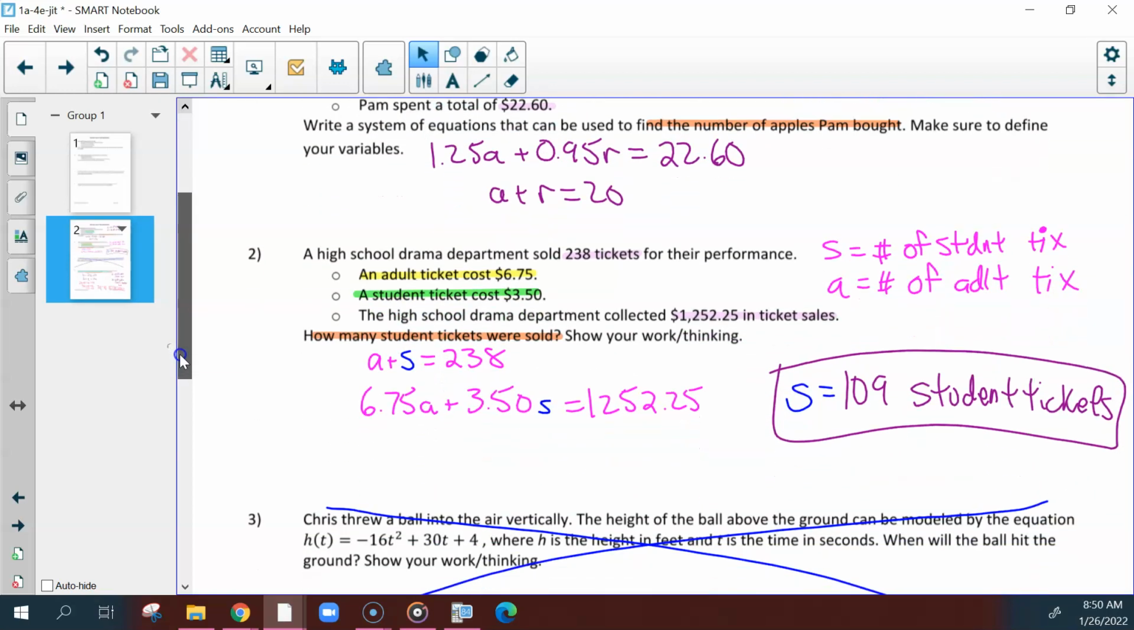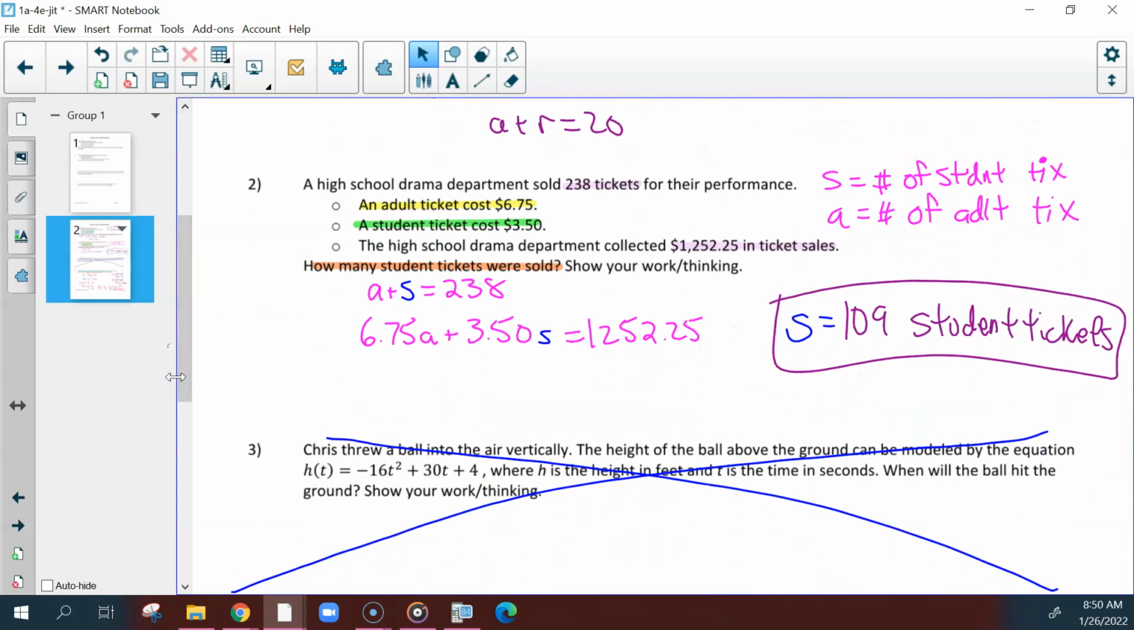Number 2, I use S and A. If you use X and Y or something different, that's fine. Your two equations should have been the two variables added together to equal 238. And then the other one should have your prices, so 6.75A or whatever you use, plus 3.50S or whatever you use, equals 1,252.25.